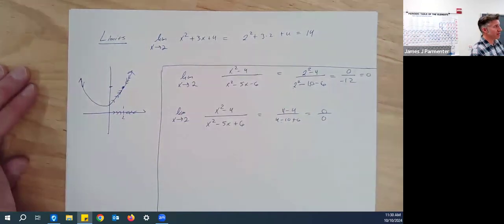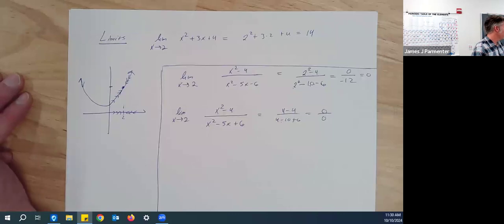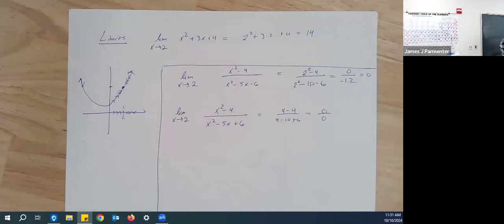I want to disabuse you of any notions that 0 over 0 is equal to something silly like 0 or 1. Well, actually, that's true. It's not always. It could end up equaling 0. It could end up equaling 1. It could end up equaling 5 or 17 or pi or infinity or negative infinity. It could be anything. So when you see a 0 over 0, just like last class when we saw infinity over infinity, that's what's called an indeterminate form, meaning it can literally take on any potential value. We have to find the one that it is.